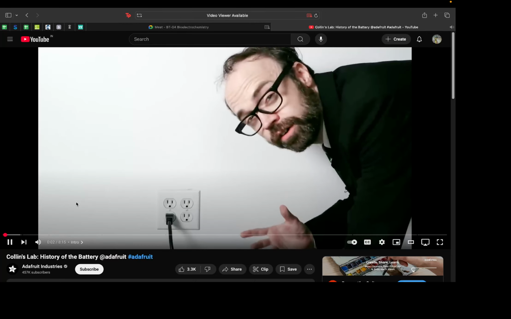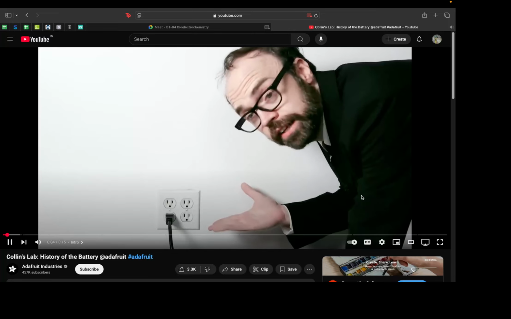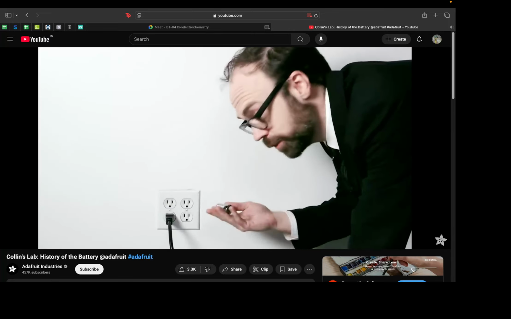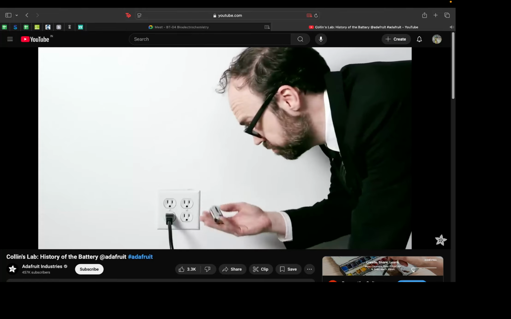When I say power, you probably think of a power outlet. But the fact is, batteries were used long before electrical grids or generators were in use.